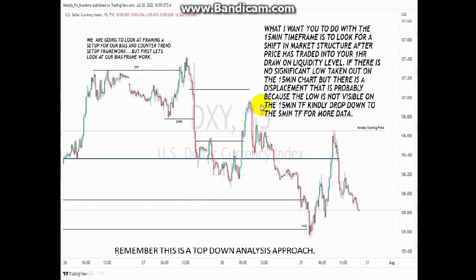Now let's drop down to the next time frame, which is going to be the 15-minute time frame. Like I said, we are going to look at framing the setup for our buyers and counter trade setup framework. But first let's look at our buyers framework.